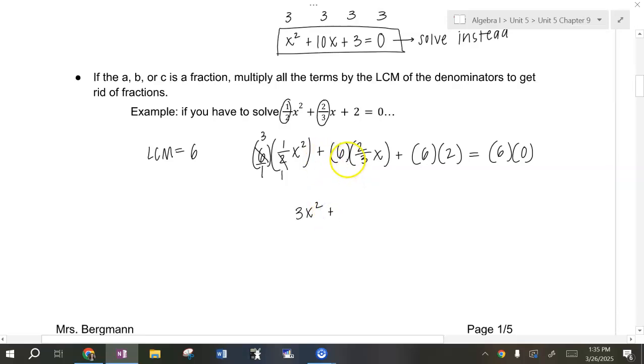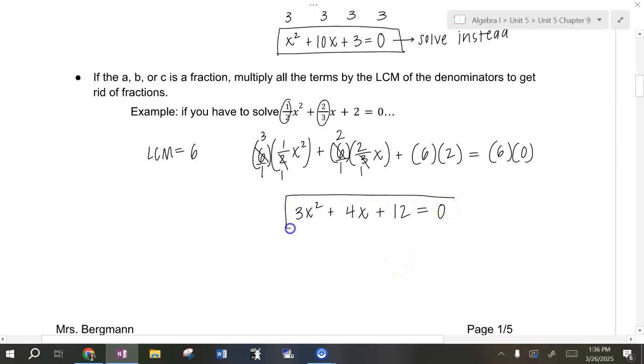Next, bring down your plus sign, and to multiply 6 by 2/3, you're going to put your 6 over 1. You can reduce 6 and 3 by their common factor of 3, so you get 2 and 1. Now multiply 2 times 2 to get 4, and 1 times 1 to get 1, but you don't need to put 4 over 1, you're just going to put 4. Bring down the x, bring down the plus sign, and finally take 6 times 2 to get 12. And on the right side, anything multiplied by 0 is always equal to 0.